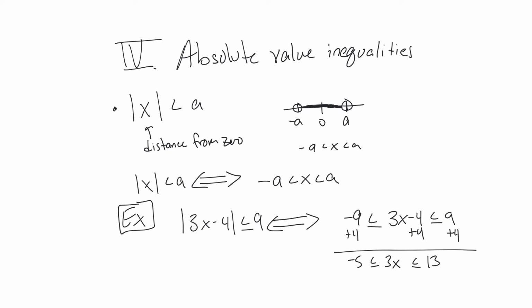Then divide by 3. So I get negative 5/3 is less than or equal to x is less than or equal to 13/3. Since I'm running out of space, I'm just going to write this in interval notation as negative 5/3 to 13/3. And then, of course, you should think about how to graph that to do that in WebAssign. But for brevity, I need to stop there.